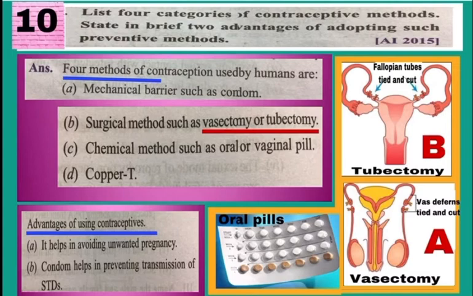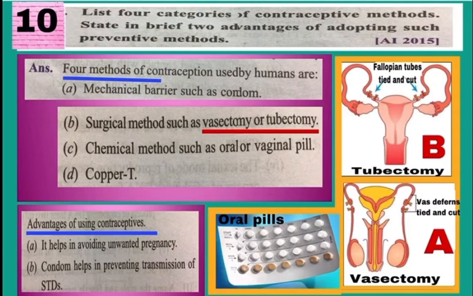See diagram A. In vasectomy, the vas deferens is tied and cut. And tubectomy, see diagram B. Here fallopian tubes are tied and cut. So, vasectomy and tubectomy are surgical methods of contraception.